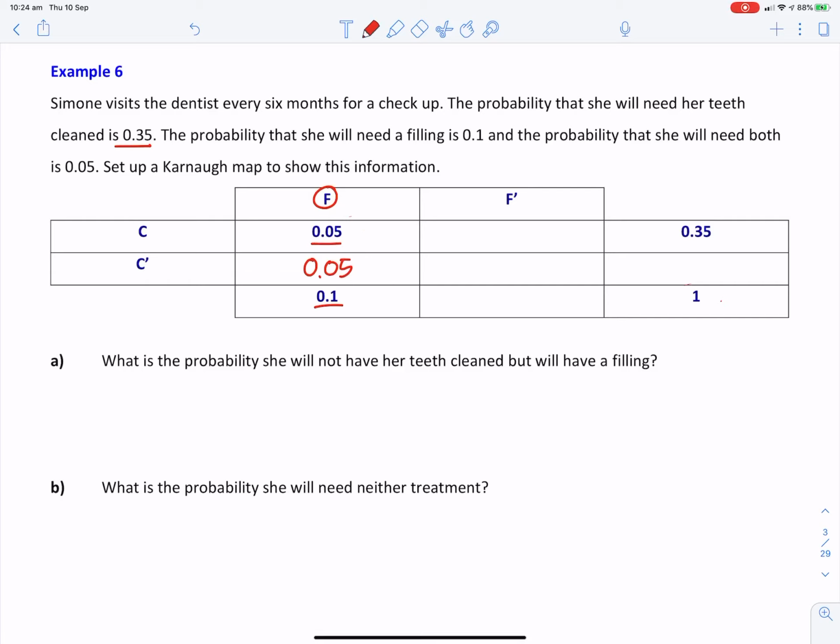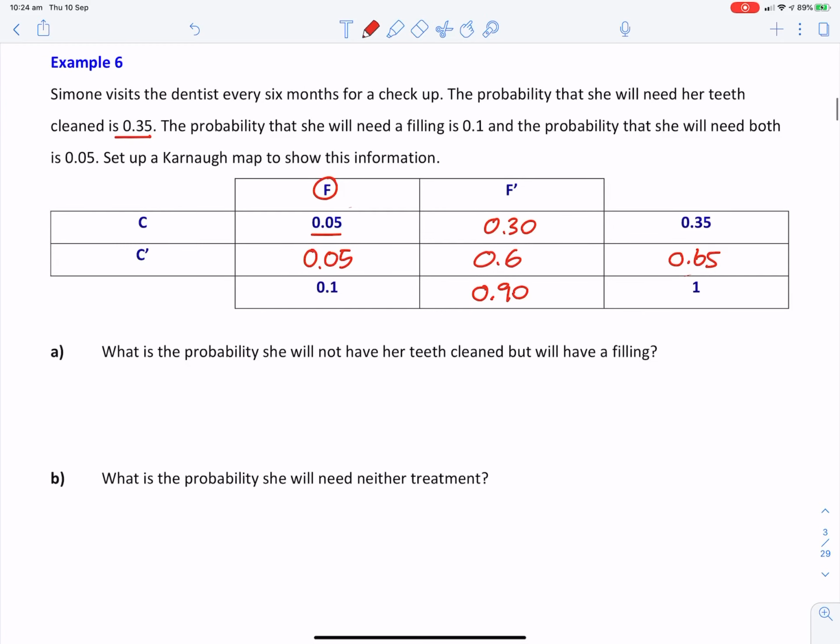Here, 0.05 plus the probability of a clean and not having a filling, which is 0.3, has to add up to 0.35. We know that this has to add up to 1, so that's 0.65. This has to add up to 1, so that's 0.90. That's got to add up to 0.90, and that's got to add up to 0.65. Either way, this here is 0.6.